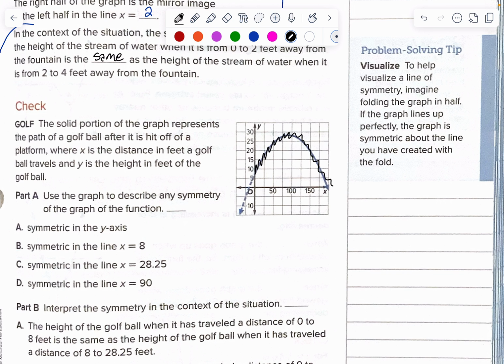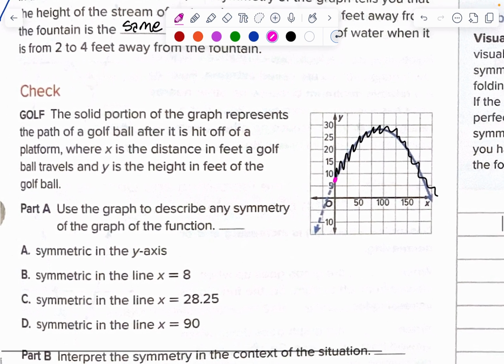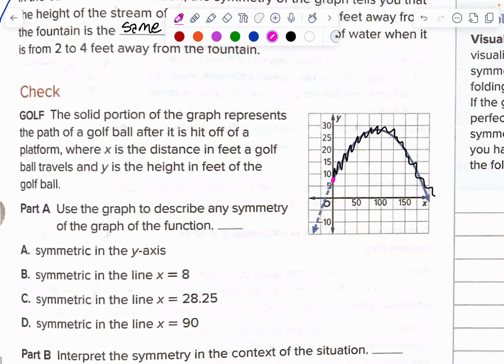And it looks to me like the golf ball is being hit from maybe 7 feet in the air, which kind of seems weird. The y is the height of the golf ball, and this is the distance. A golf ball is usually hit from the ground, so I don't know why they didn't start at 0 here and go up that way, but whatever. This is being hit from 5 feet, so maybe we're hitting off of a platform, like at a professional golfing place, okay?